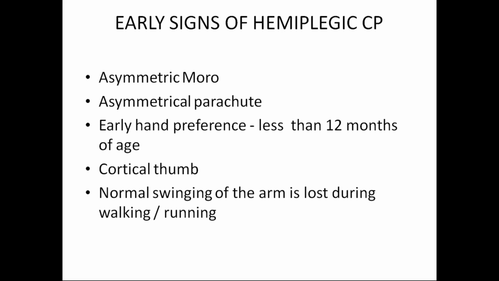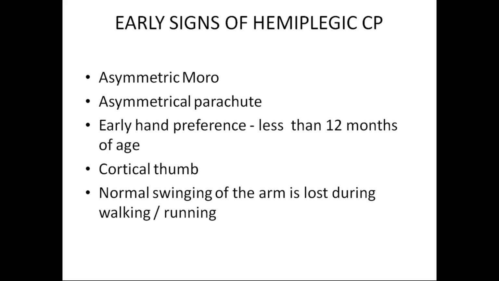Okay. And an early hand preference, less than 12 months of age, then you can think that maybe the other hand is not working. And maybe the cortical thumb, as we discussed, the thumb is not opposing, and the child is finding it very difficult to hold on to things and catch. Or you need to think that yes, there is a cortical thumb, and that should be a marker for us to look for hemiplegia and a cause for weakness.